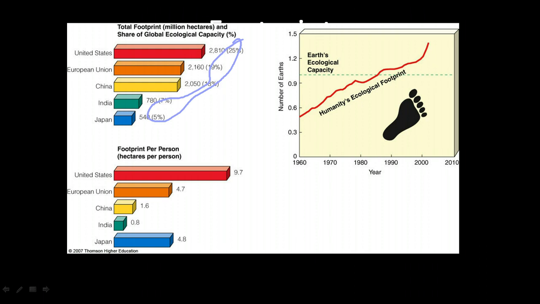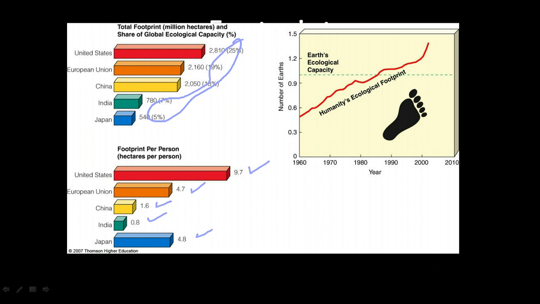And if you look at the footprint per person, so in the United States, we have the equivalent of about 9.7 hectares per person in comparison to all these other countries. So just a nice little comparison there. We have quite a footprint, people in the United States.